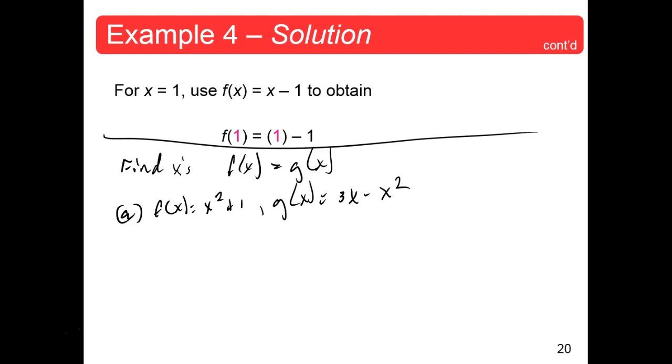How are we going to do that? Would you just plug in f of x for g of x? Okay, and what do you mean by that? As in put in x squared plus 2. Okay, so x squared plus 1 is equal to 3x minus 1 minus x squared, right? Because this is your f of x, that's your g of x, and this says they're equal to each other, so put them equal to each other. Right, perfect. And now what do we do?